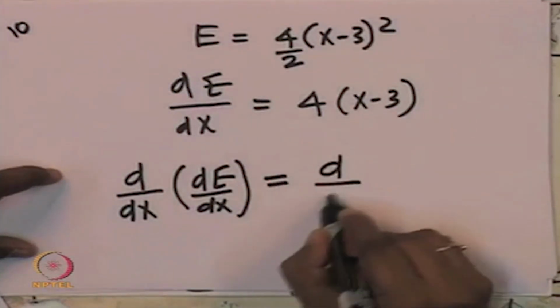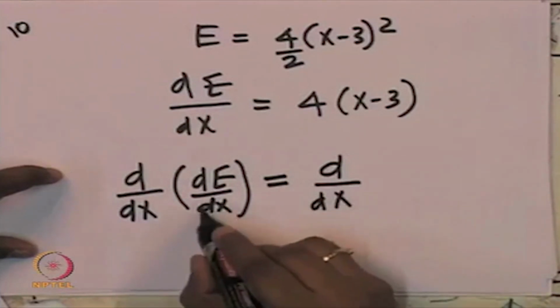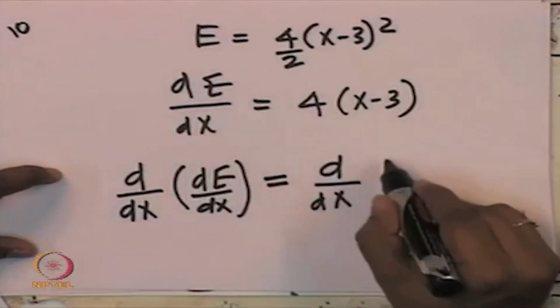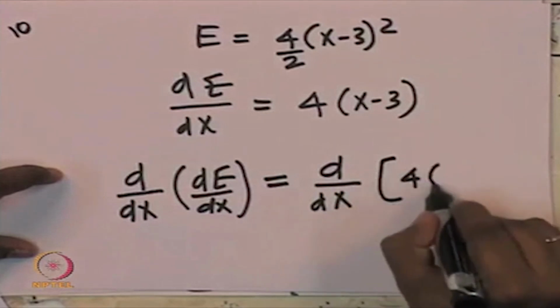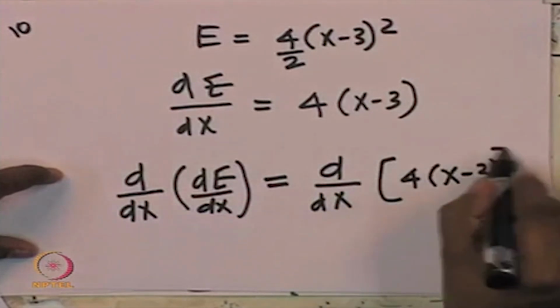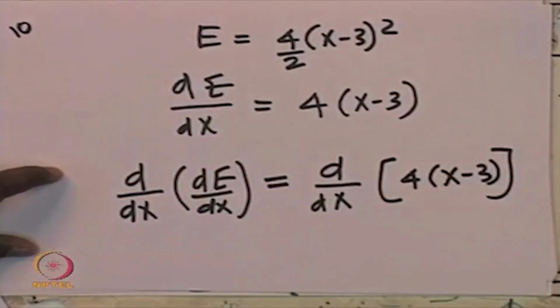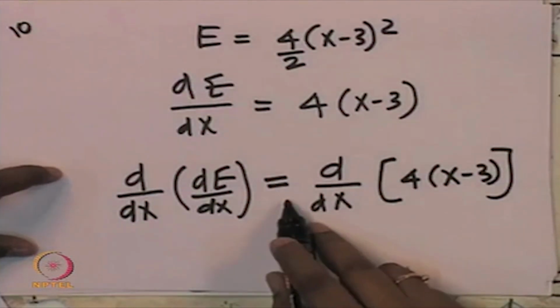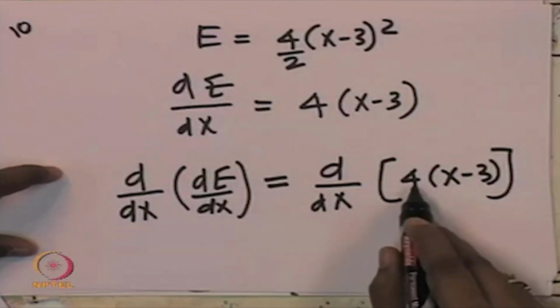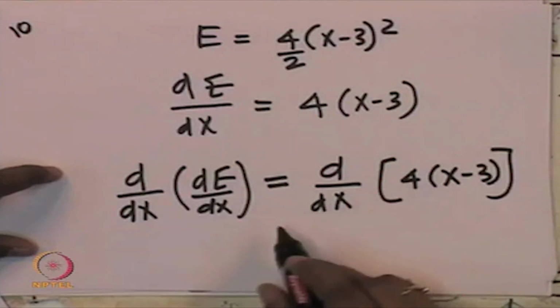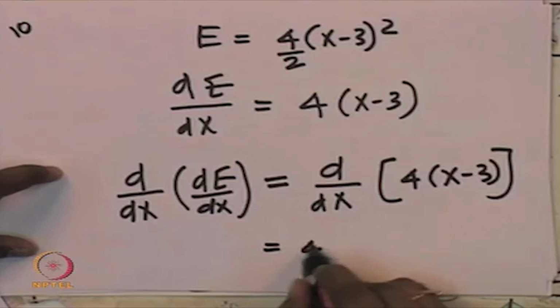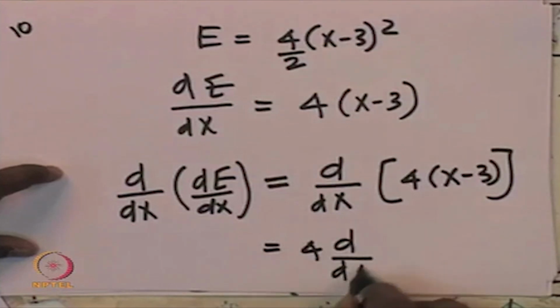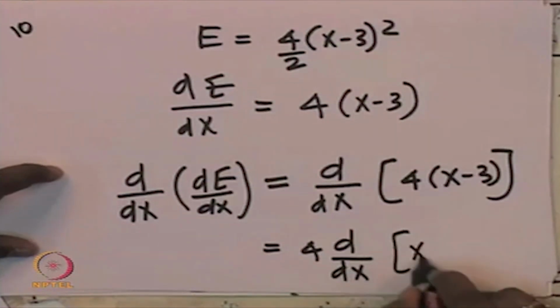So, d by dx of dE by dx, where dE by dx is 4 into x minus 3. Let us write here 4 into x minus 3. 4 is a constant and does not depend on x, so you can take this out of the derivative. So, what you have is 4 into d by dx of x minus 3.